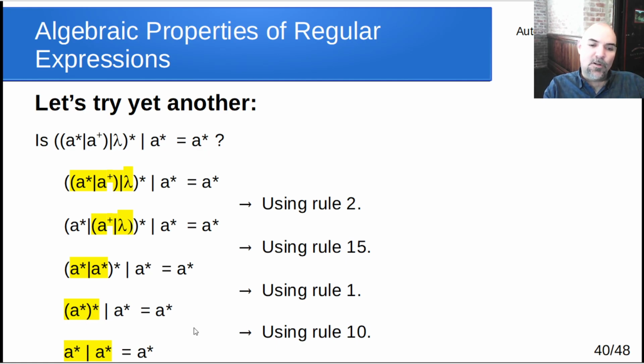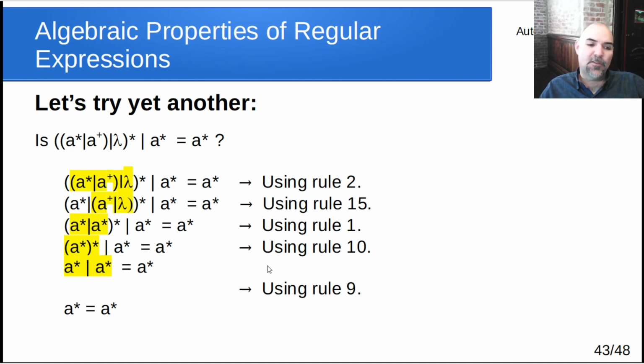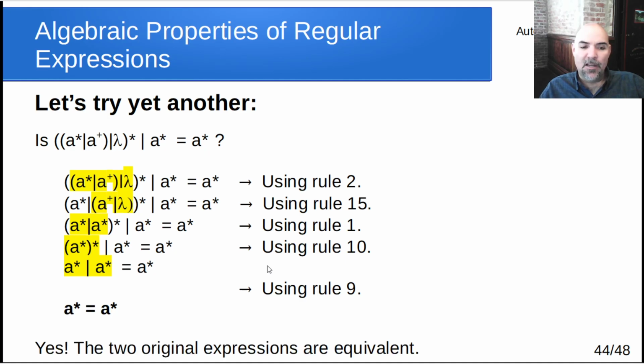So now we have A star or A star, which, just condensing these up so we can fit it all on one page, I just slid everything up there. So now by rule 9, and actually this is probably supposed to be rule 9 up here as well, anything union with itself is itself. So A star is now equal to A star. And yes, those two expressions had to have been equivalent because we can manipulate them by those algebraic properties in order to get them to match.